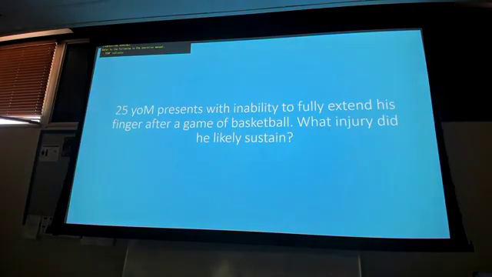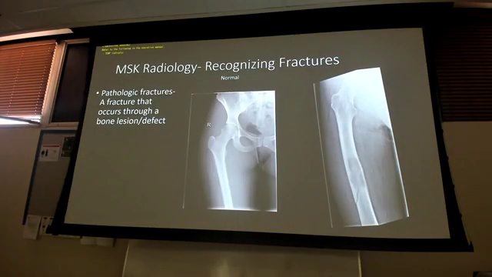Alright. So if a 25-year-old male presents with inability to fully extend his finger after a game of basketball, what injury did he likely sustain? Alright, mallet finger. There you go, there's a question.